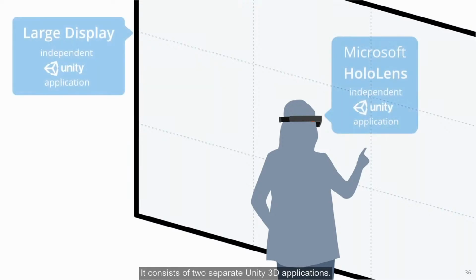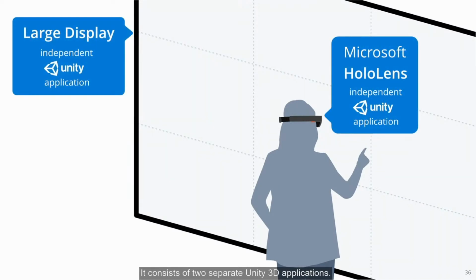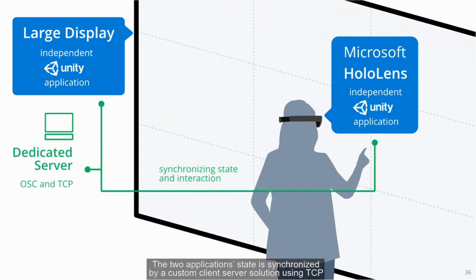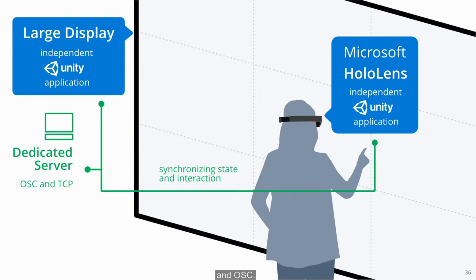It consists of two separate Unity 3D applications. One controls the content on the display, while the other is responsible for the augmented reality content. We use a Microsoft HoloLens as an AR HMD, as well as for tracking and the spatial alignment with the display. The two applications' state is synchronized by a custom client-server solution using TCP and OSC.